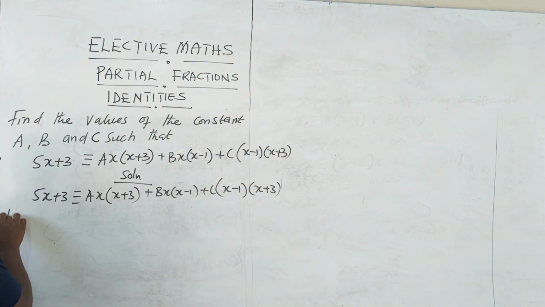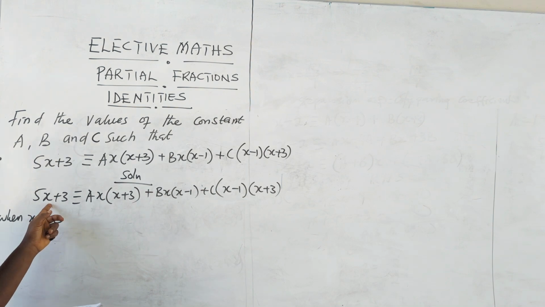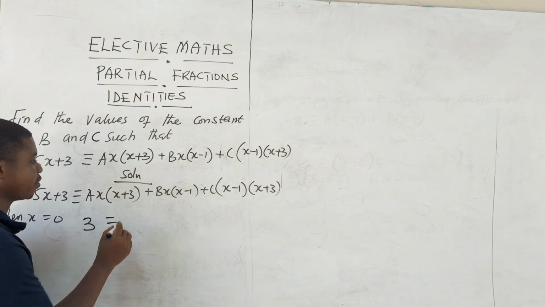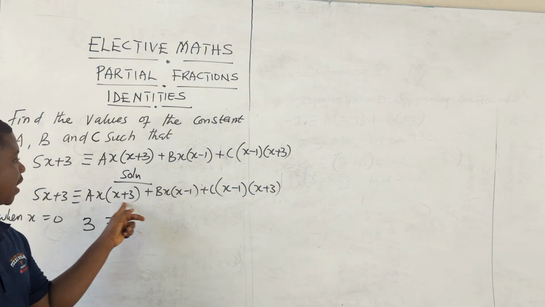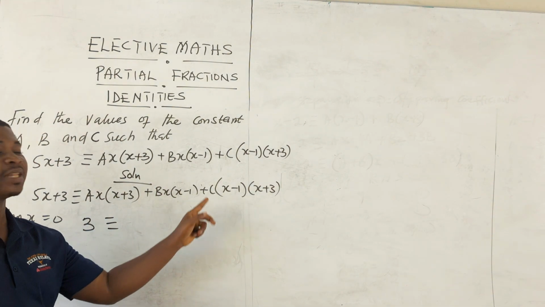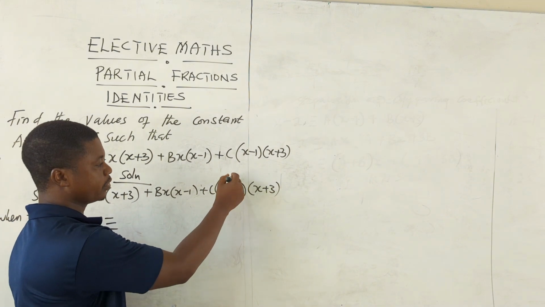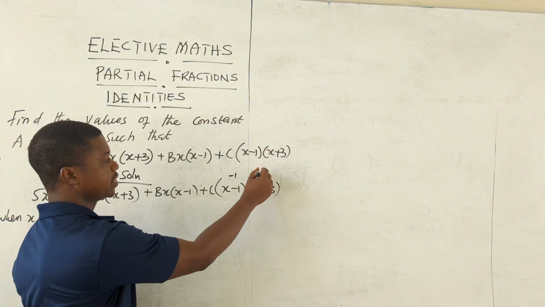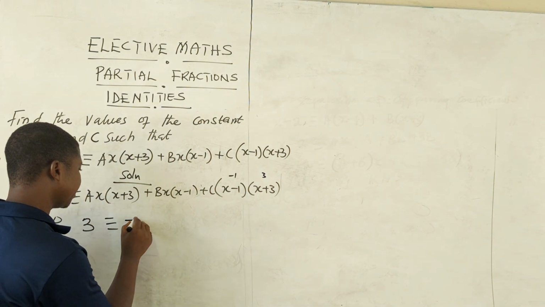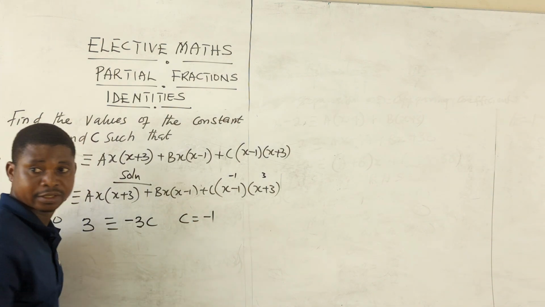So when x is 0, 5 times 0 is 0. So we get 3. So 3 on the left hand side will be equivalent to a times 0 is 0, and 0 multiplying the whole of this makes this place 0. B times x is also 0, 0 multiplying that gives you also 0. Now when x is 0, you have this place to be negative 1. When x is 0, this place will be 3. So 3 times negative 1 will be negative 3. So you have negative 3c. Okay, so our c will give us negative 1.